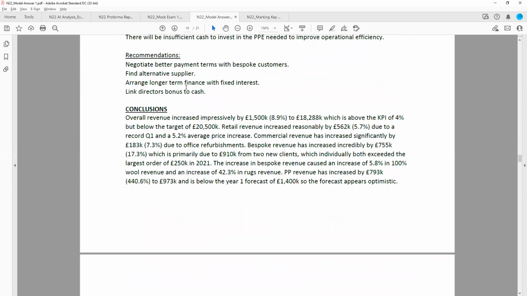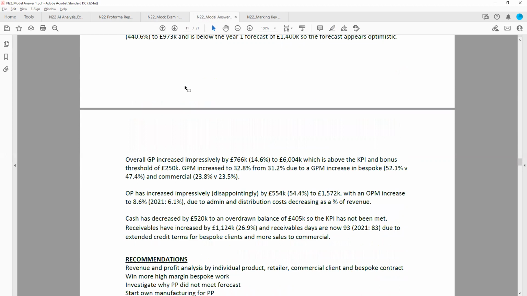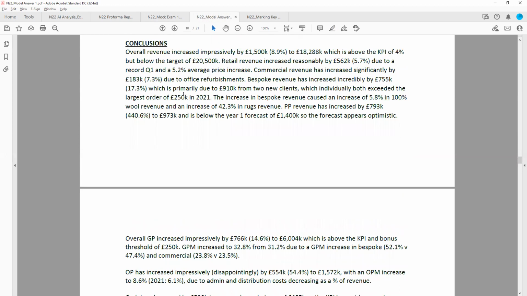So we want to keep our conclusions. We don't want them to be too long because we'll use them as the basis for the exec summary, and we'll talk about that in a minute. But we want to be thorough. So if they've asked for revenue overall, and they also want it by client type, then we need to have a point for each client type.